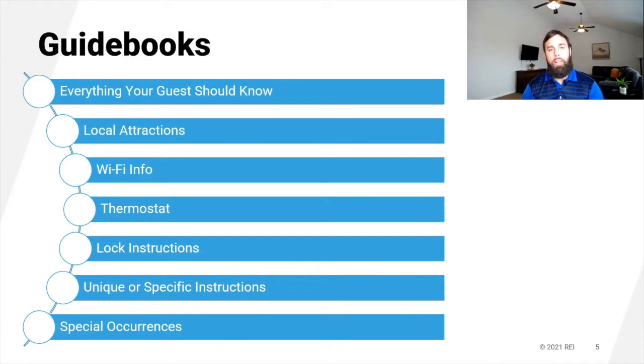It's your property, it's your listing. You want to make it unique. You want your guidebook to be unique for what you're offering. So our guidebook has a lot of stuff about Clarksville, a lot of stuff about Fort Campbell military base, all that kind of stuff. We also have instructional information about the thermostat, the door lock systems, all those types of things. Special occurrences I have on the screen.